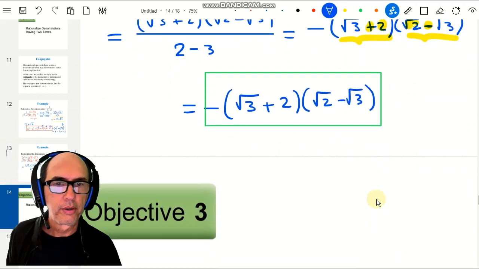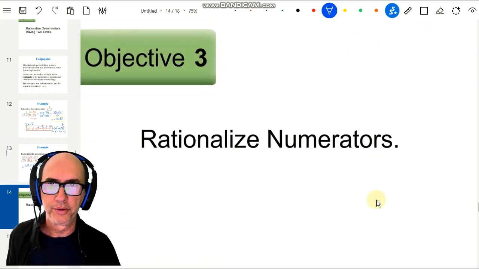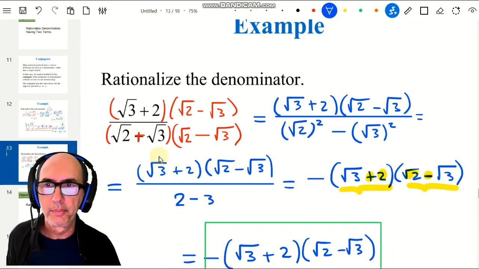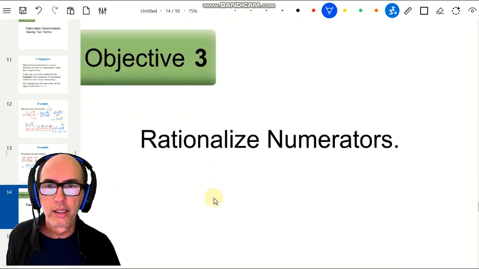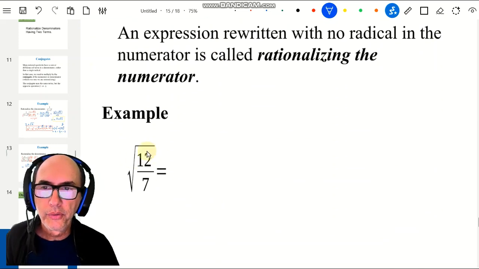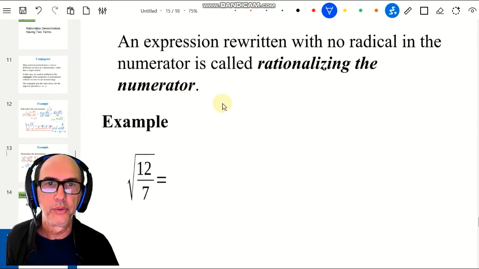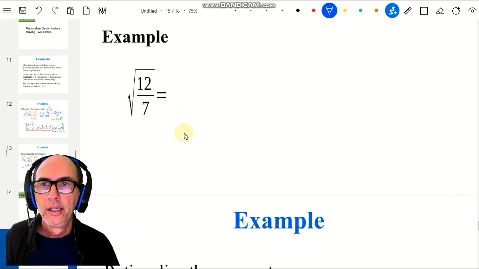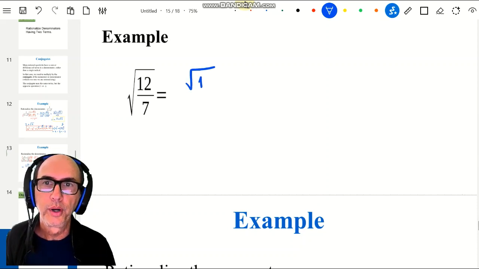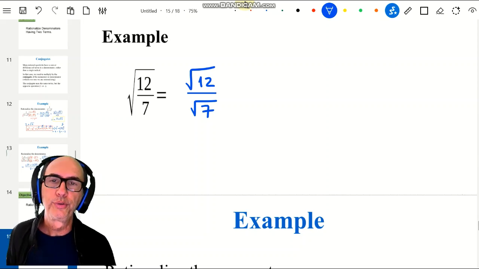Let's talk now about rationalizing the numerator. We've been working to rationalize the denominator, the bottom. Now we will work the same thing, but with the numerator, with the top. That means this is rationalizing the numerator. Look at this example, square root of 12 over 7. We can write this as square root of 12 over square root of 7. We want to remove the square root from the top.